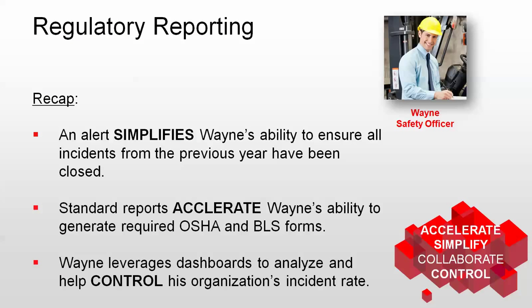Now let's recap the regulatory reporting scenario we just saw. An alert simplifies Wayne's ability to see if any incidents from the prior year remain open. With all incidents from the prior year closed, the standard OSHA and Bureau of Labor Statistics reports accelerate Wayne's ability to generate these forms. Because these forms are now very easy to generate, Wayne has more time available to analyze the dashboard metrics and make necessary business process changes to help control his organization's incident rate.